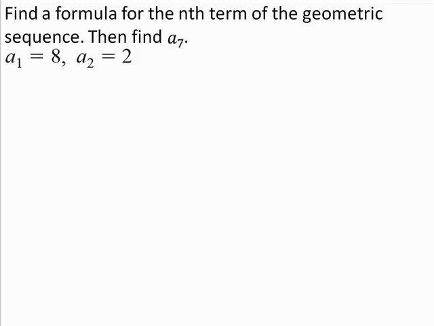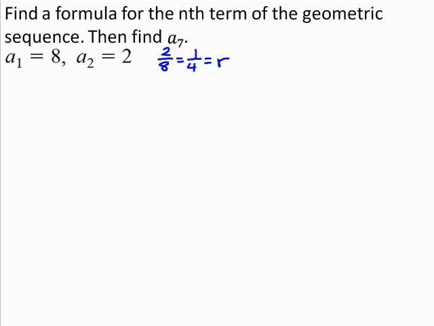Find a formula for the nth term of the geometric sequence. Then find a sub 7. A sub 1 equals 8 and a sub 2 equals 2. To find the rate, divide 2 by 8. Simplify 2 divided by 8. You find that r equals 1/4.